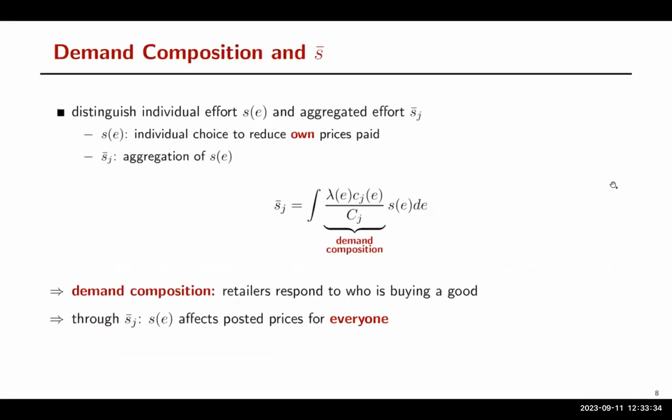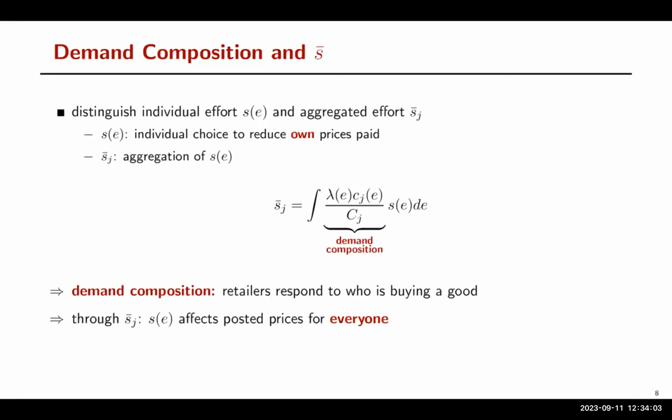Okay, let me briefly talk about the mechanism. So I already told you that the key object for retailers' price setting is this demand-weighted search effort S bar. Okay, so we take everybody's individual effort, the effort that I exert to reduce the price that I'm paying. We aggregate them with the share of different types of households in overall demand. That gives us this demand-weighted average search effort. That's what retailers are really responding to. They respond to the average person who's buying their goods.